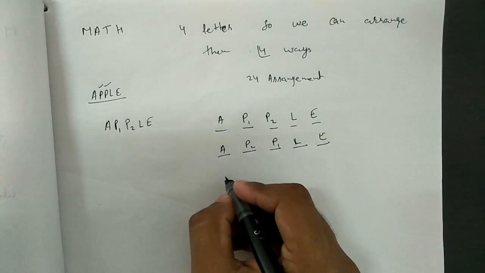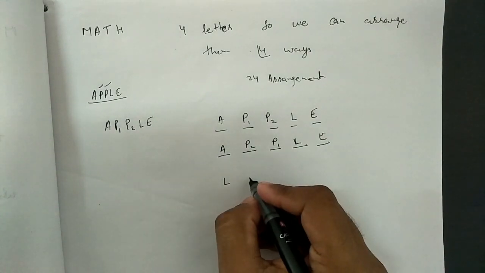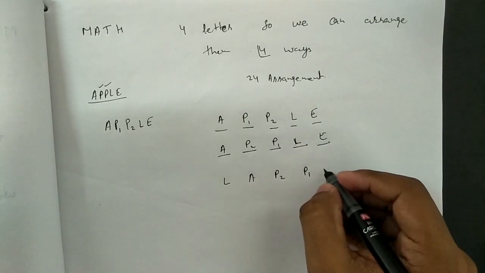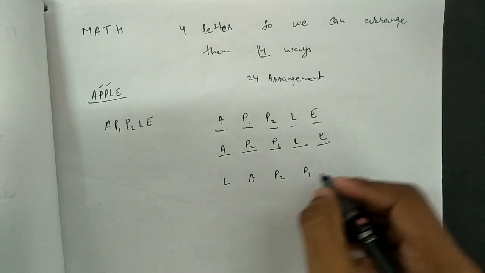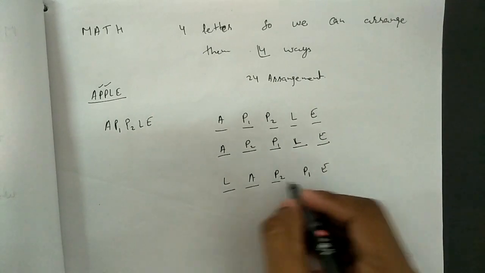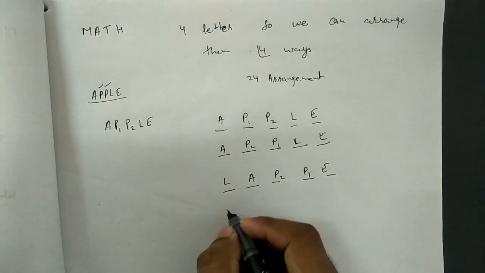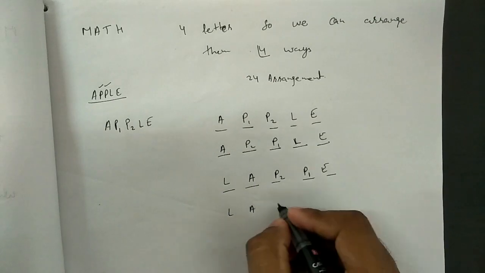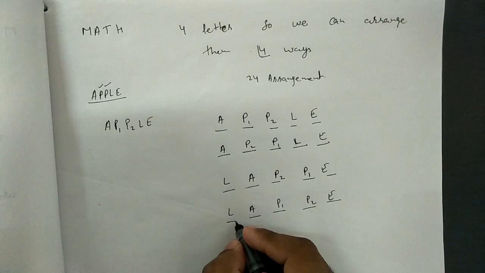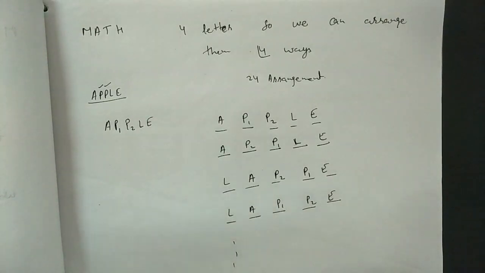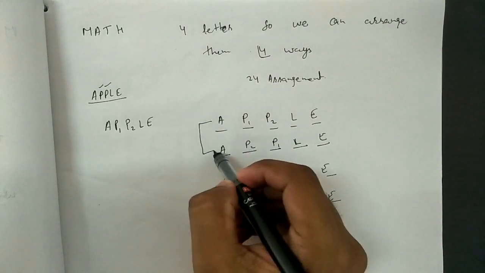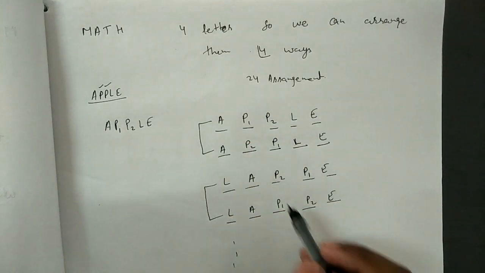Writing some more examples: L, A, P2, P1, E. Writing some more: L, A, P1, P2, E. And so on, we can write all the possible arrangements. So we can see that there are 2 very similar arrangements.